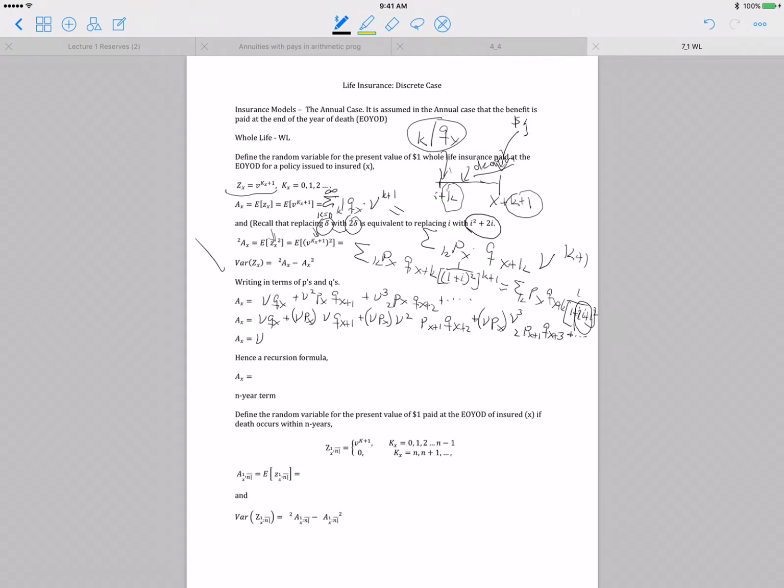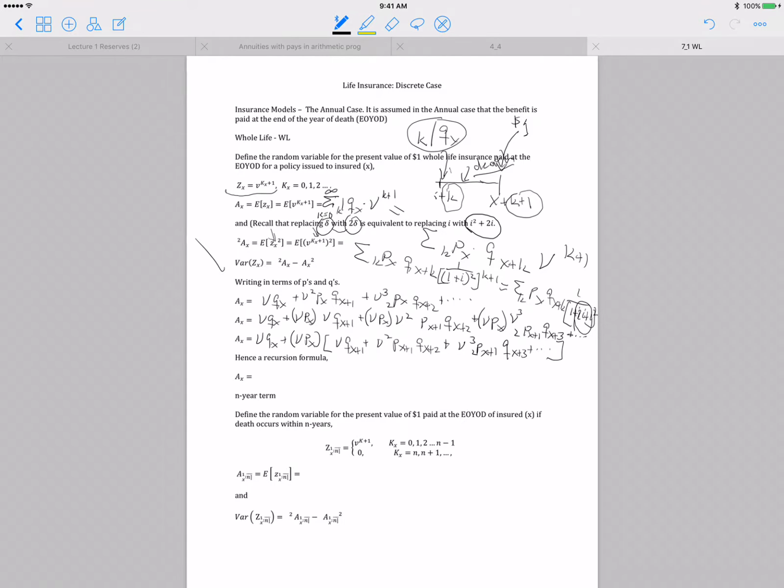Now I'm just going to take the v px, and I'm going to take this factored part and remove it. And that's going to leave me with what? A v qx plus 1, and v squared px plus 1 qx plus 2, and a v cubed px plus 1, 2 qx plus 3, etc.